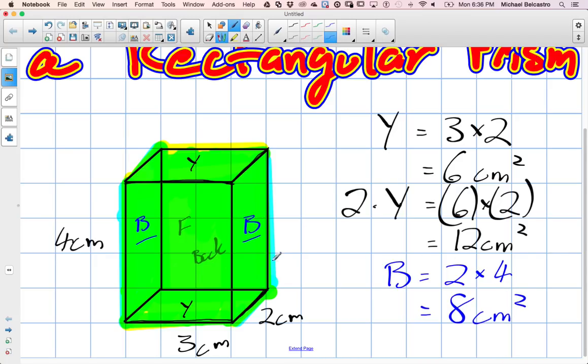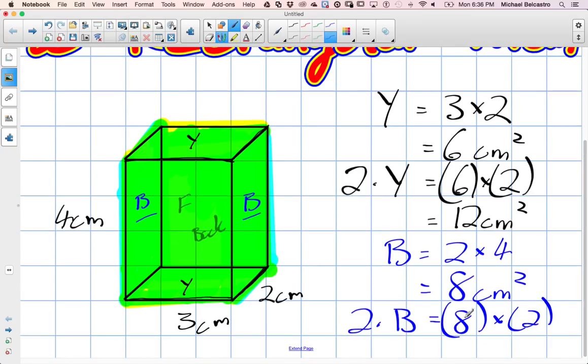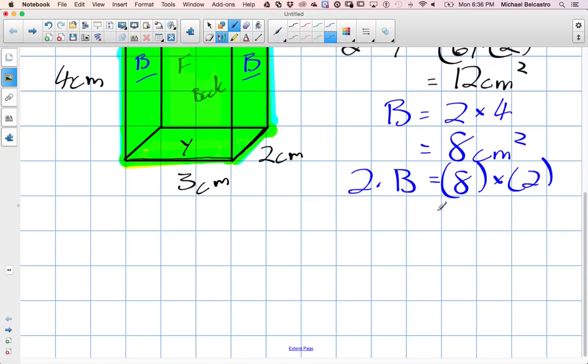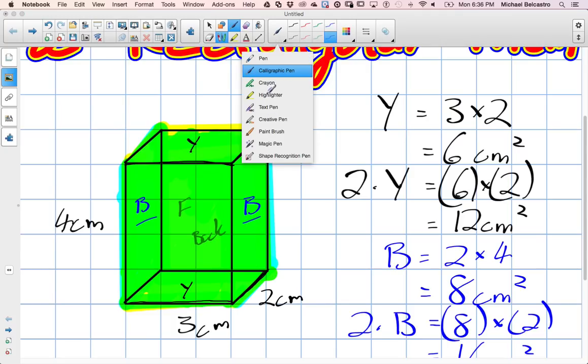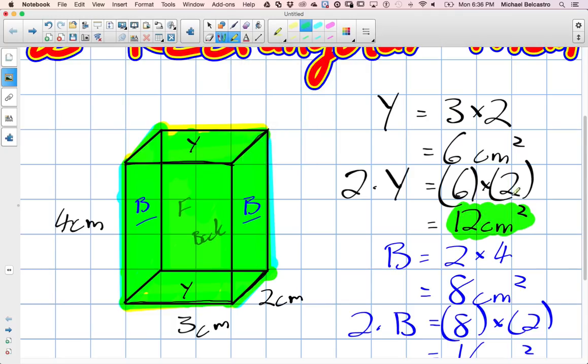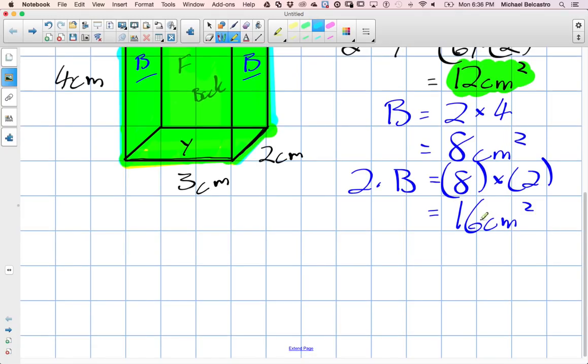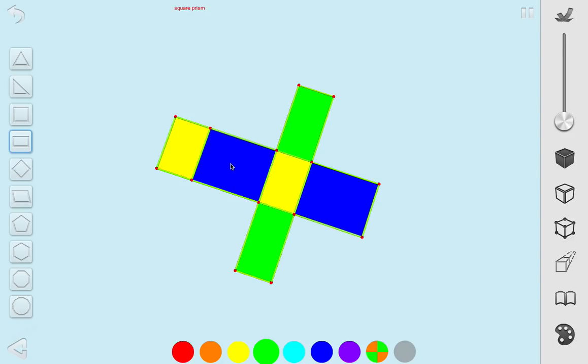There's 1, 2. All right, so we do the same thing again. We have to multiply that blue times 2. So now we have 8 times 2, because there's 2 of them. And that's going to be what? A total of 16. 16 centimeters squared. Okay, so I'm just going to highlight our answers as we go through. So we have 12 centimeters squared, 16 centimeters squared, and that was the two blue faces. That was this one and this one. We figured out they were 2 by 4.